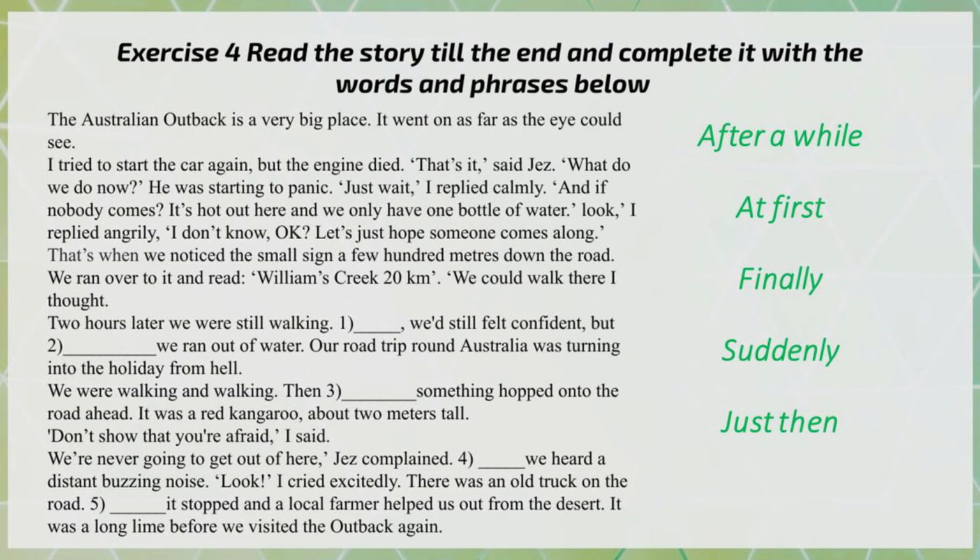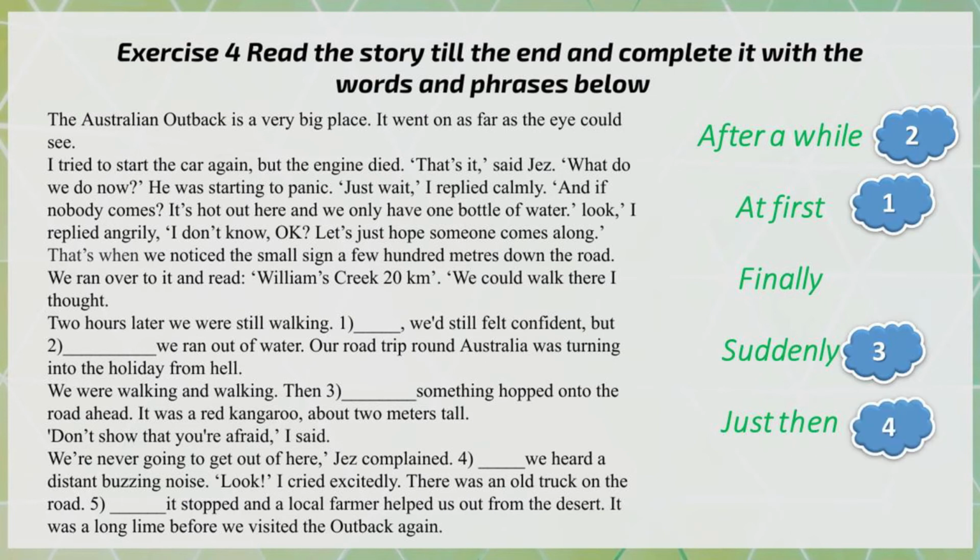Read it and complete with the linkings in green. After a while, at first, finally, suddenly, just then. Pause the video and do this exercise for about 3 or 4 minutes. Okay, let's check your answers. Number 1, at first. 2, after a while. 3, suddenly. 4, just then. And the last one, 5, finally.